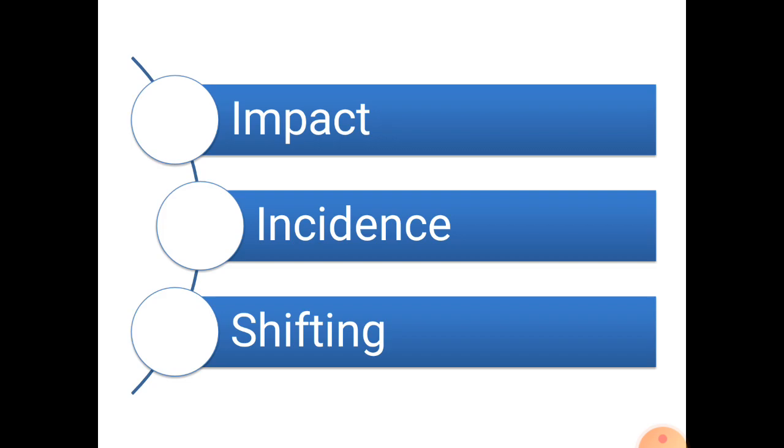Next term, what is incidence of a tax? It refers to the money burden of a tax which is on the person who ultimately bears it. Last one, what is shifting of a tax? It refers to the process by which the money burden of a tax is transferred from one person to another person.